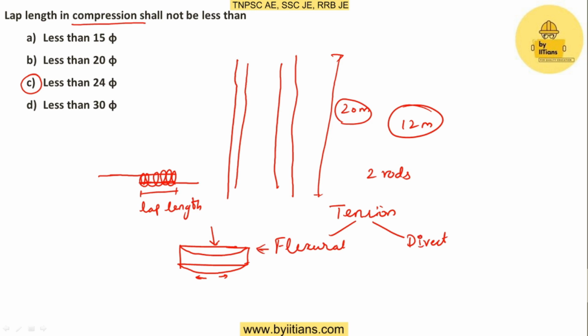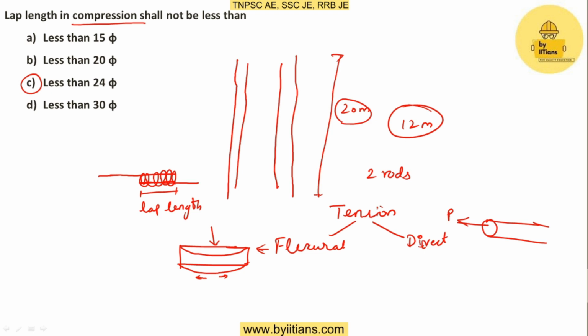Then the direct tension is nothing but, in case you have a rod, a steel rod, and you give a pull, you are giving tension directly. So this will elongate. This is the direct tension.